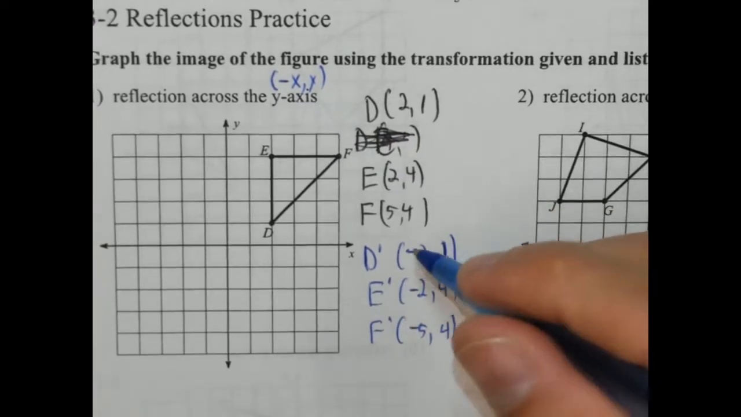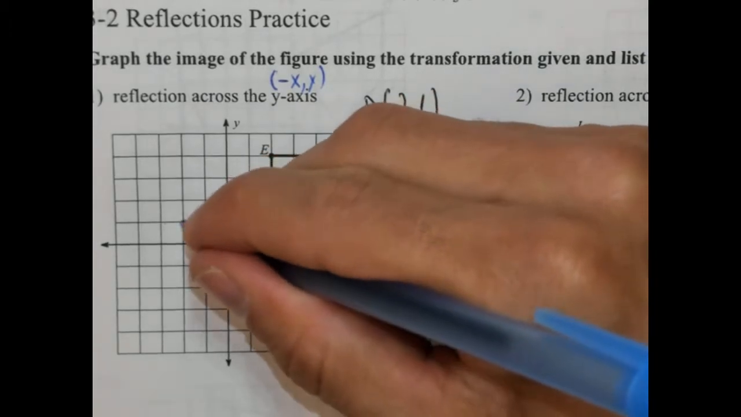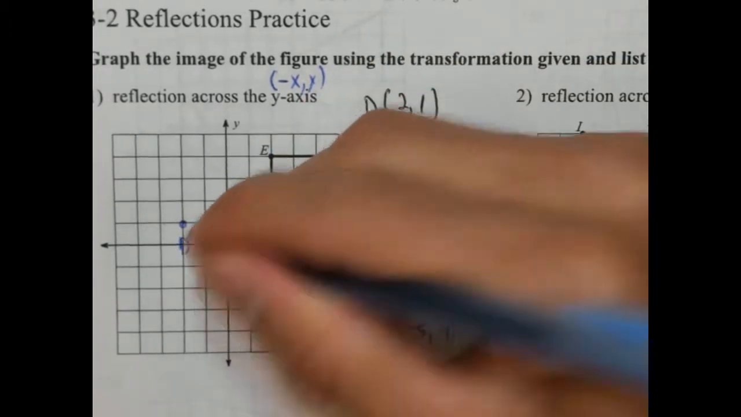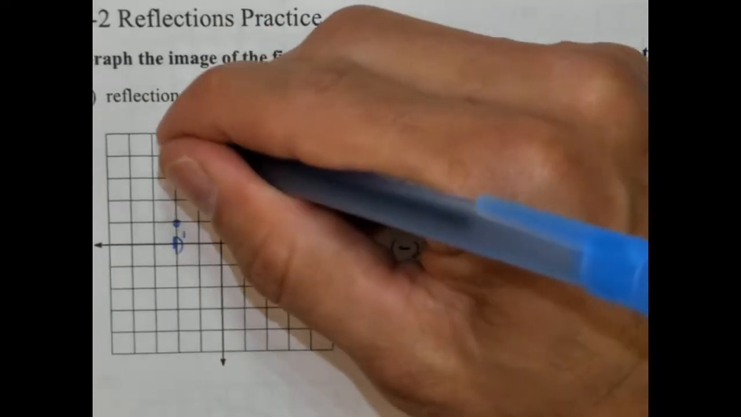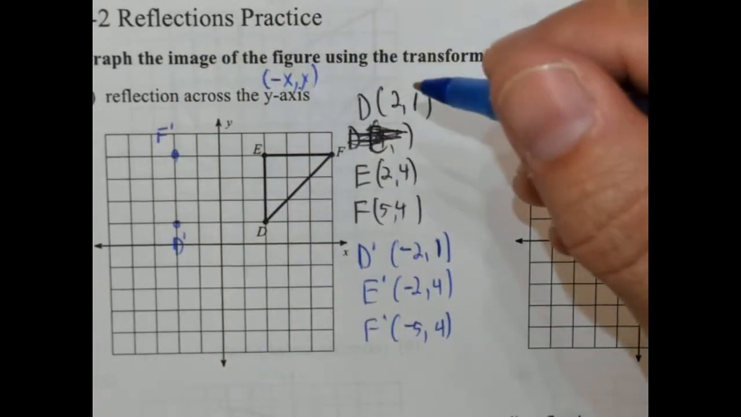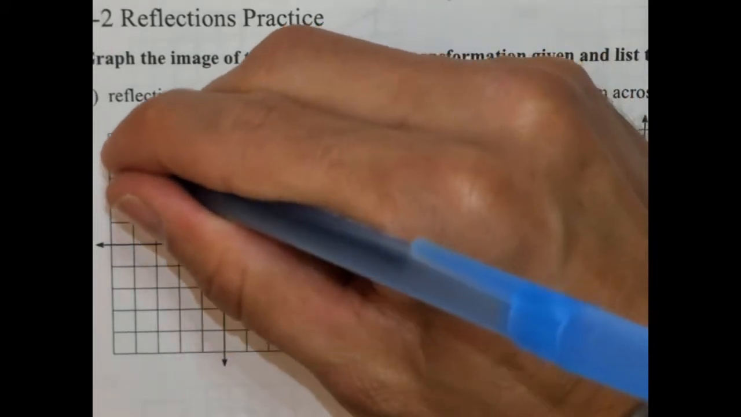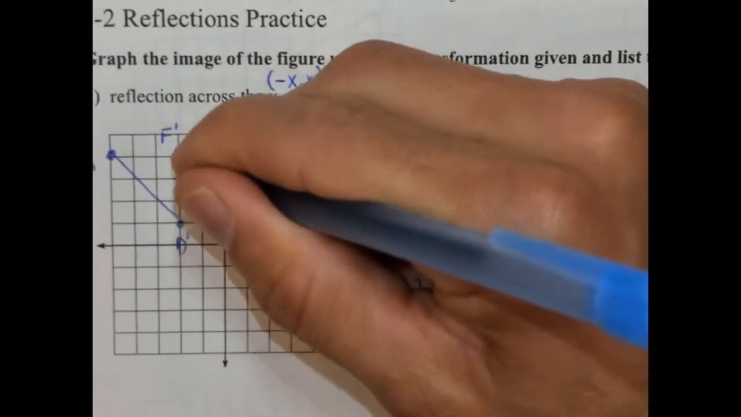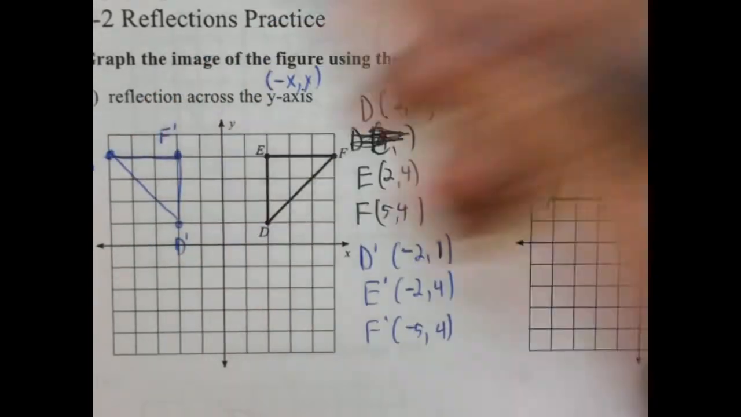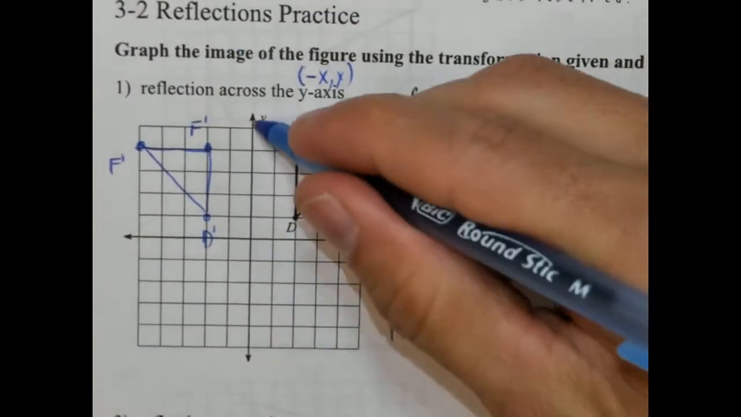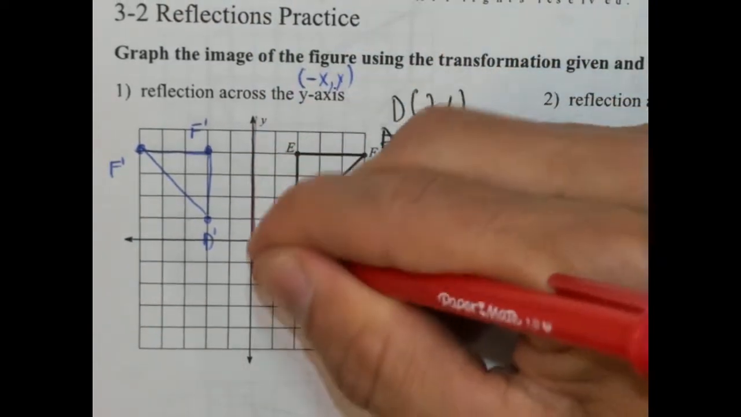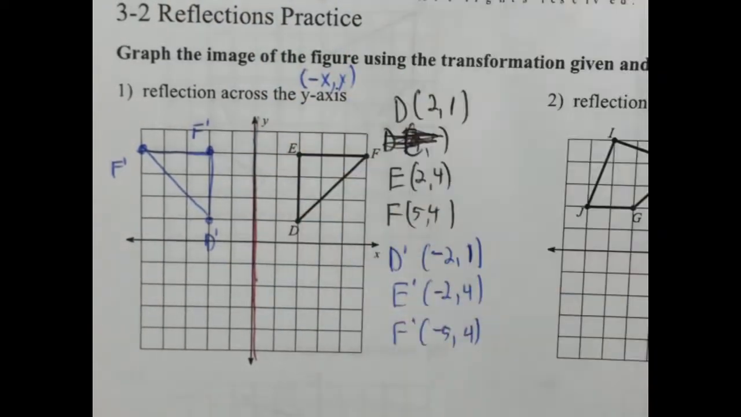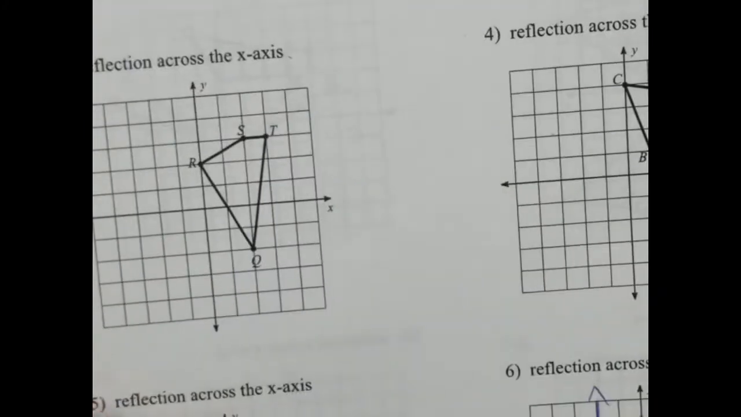So let's go ahead and graph that. So -2, 1. That's D prime. E prime is going to be -2, 4. And F prime is going to be -5, 4. And this should preserve congruency, which it does. And here's our line of reflection. If you draw the line of reflection, sometimes that can be helpful too. So that's the line. So you can see it creates a symmetric image. Good. Okay, let's go ahead and do the next one.